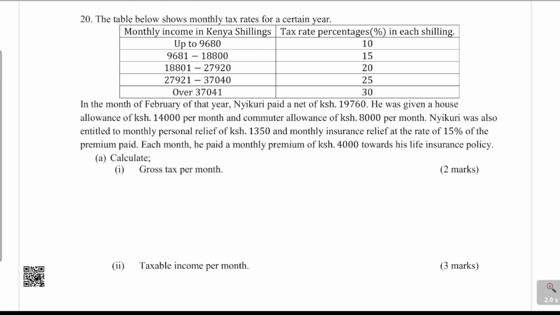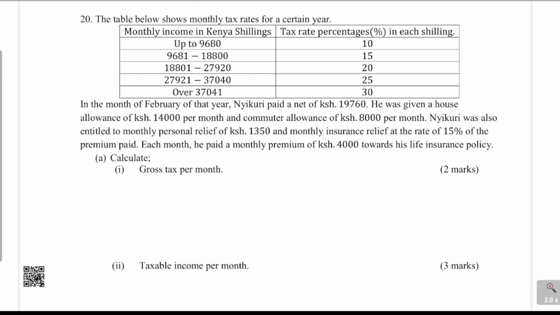In the month of February of that year, Nyikuri paid a net tax of Kenya shillings 19,760. He was given a house allowance of 14,000 per month and a commuter allowance of 8,000 per month. Nyikuri was also entitled to a monthly personal relief of 1,350 and monthly insurance relief at the rate of 15% of the premium paid. Each month, he paid a monthly premium of 4,000 towards his life insurance policy.